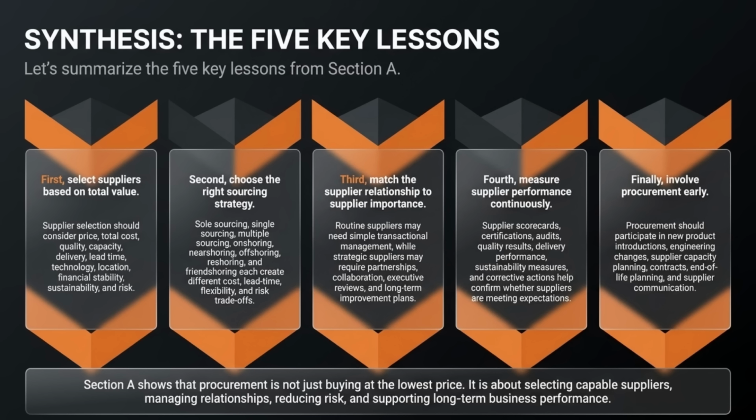Fifth, involve procurement early. Procurement should participate in new product introductions, engineering changes, supplier capacity planning, contracts, end-of-life planning, and supplier communication. Section A shows that procurement is not just buying at the lowest price. It is about selecting capable suppliers, managing relationships, reducing risk, and supporting long-term business performance.